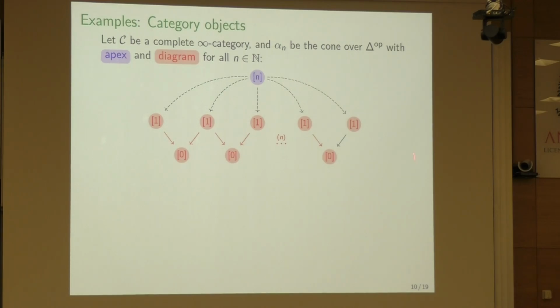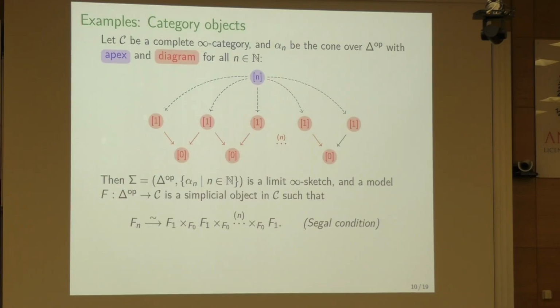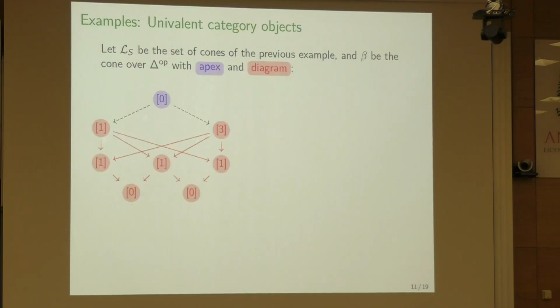We have the typical diagram here of a Segal condition, and then we put the n of this alpha n as the apex. Then the sketch of this small category with the set of all these cones is a limit sketch, and the models are simplicial objects in our category C, such that they have the Segal condition. So basically the models are category objects on C and Segal spaces, as I said earlier.